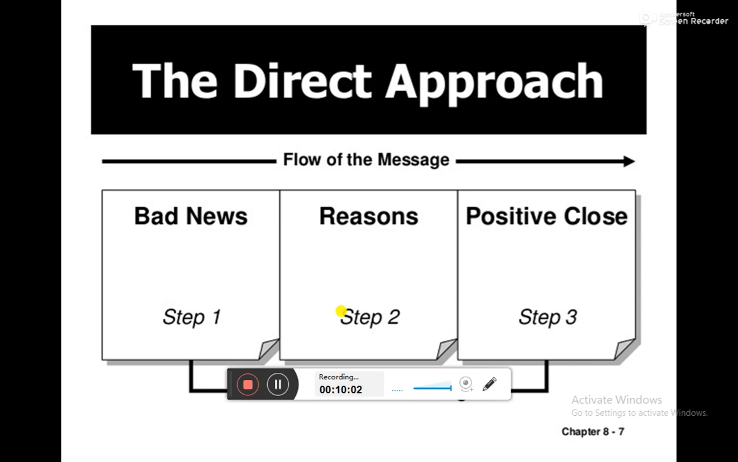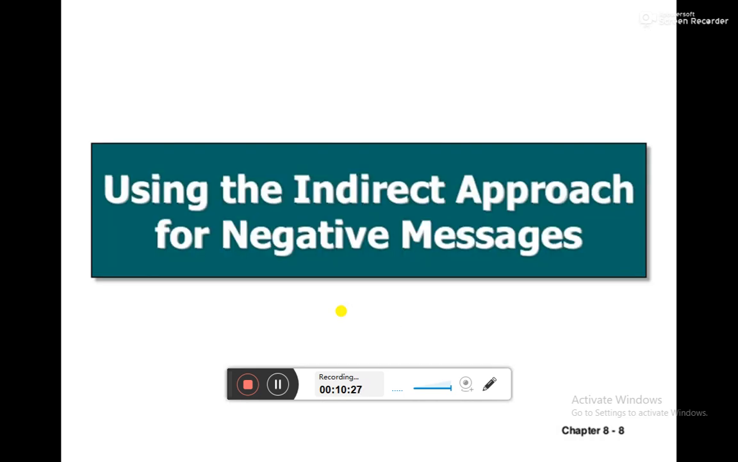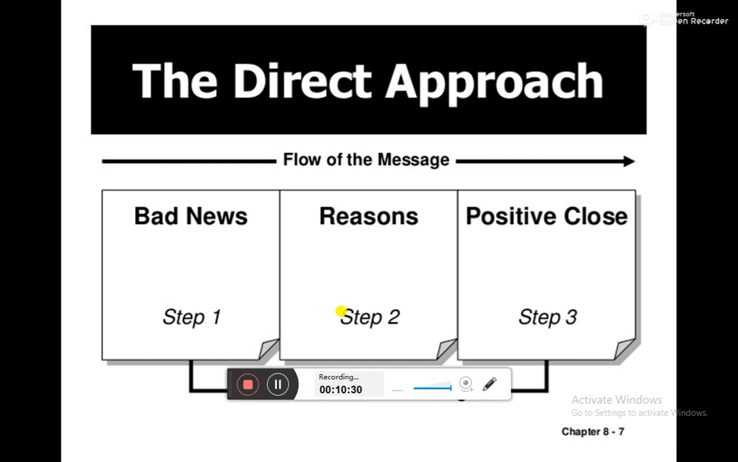So starting with the bad news at the beginning can have two advantages. Number one, it makes a short message possible, and number two, it allows the audience to react to the main idea of the message in less time. So opening with a clear statement of the bad news: if you have chosen the direct approach to convey bad news, come right out and say it.